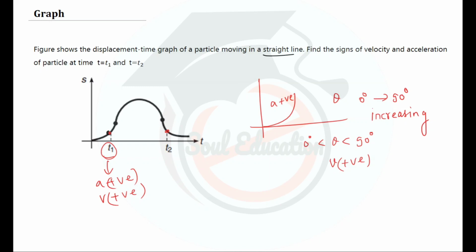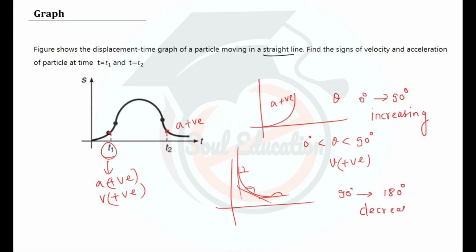Now t2. In the case of open upward, acceleration is positive. What about the velocity? In the graph the path looks like this. Initially it is 90 degrees, later 120, more than 90 degrees, and it will become 180. So theta goes from 90 to 180 degrees, which is the decreasing case. The angle is lying between 90 and 180 degrees, so velocity will be negative here. Acceleration is positive, velocity is negative. That's the concept. So the first problem is over.